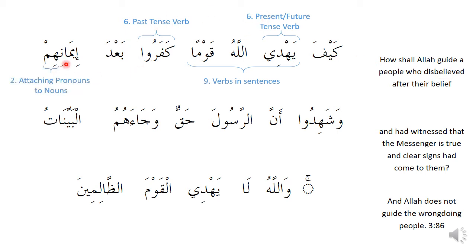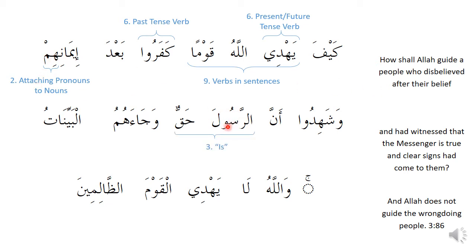The next lesson you can see here, imanihim. There's a little him there. That's not part of the root word. The root word was amana, which is believe or belief. We're attaching a him to iman. So what's happening there? It basically means it's a possessive pronoun. It means their belief. So there's a lesson around how do you show ownership of nouns, their something. You add a him to it or a hum to it. So that's lesson number 2.